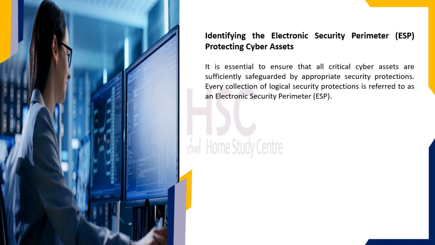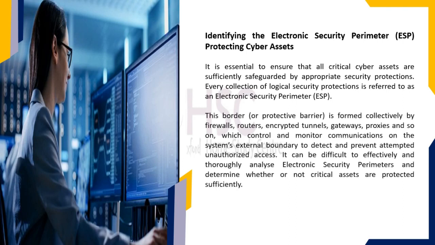Identifying the electronic security perimeter, ESP, protecting cyber assets. It is essential to ensure that all critical cyber assets are sufficiently safeguarded by appropriate security protections. Every collection of logical security protections is referred to as an electronic security perimeter, ESP. This border or protective barrier is formed collectively by firewalls, routers, encrypted tunnels, gateways, proxies, and so on, which control and monitor communications on the system's external boundary to detect and prevent attempted unauthorized access.